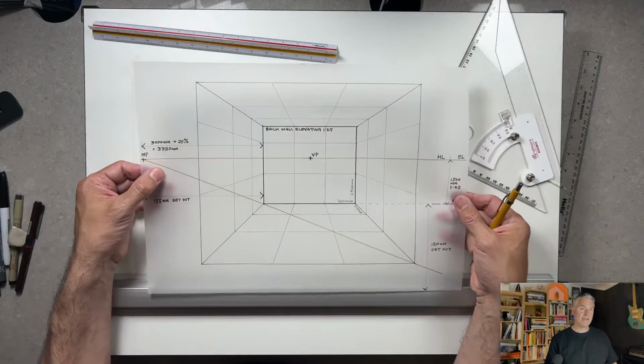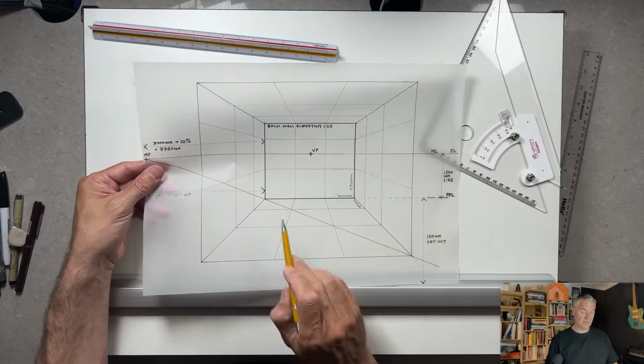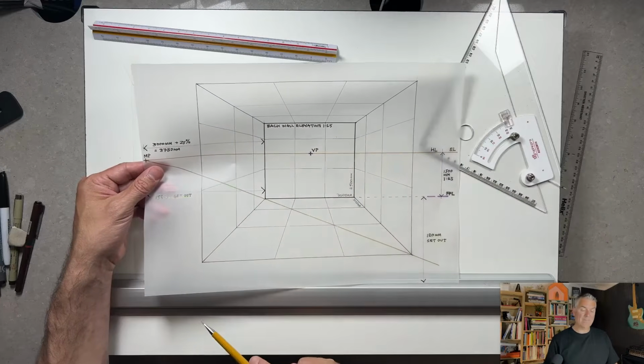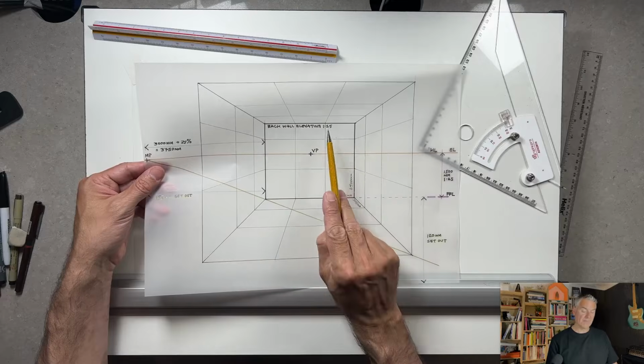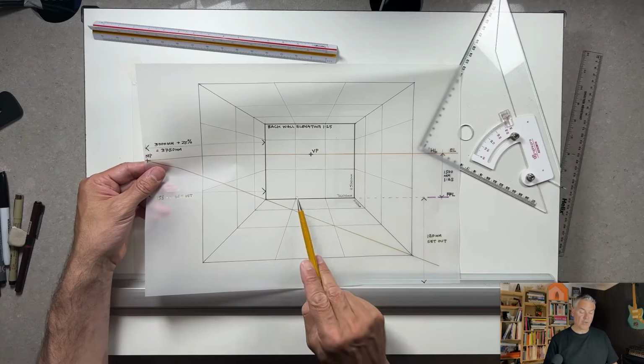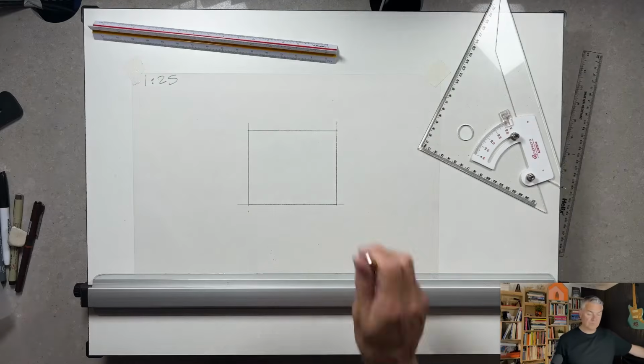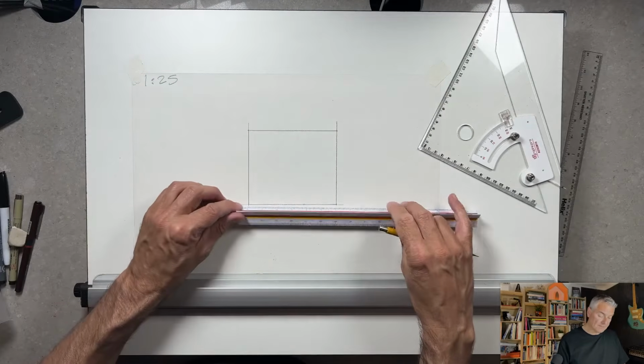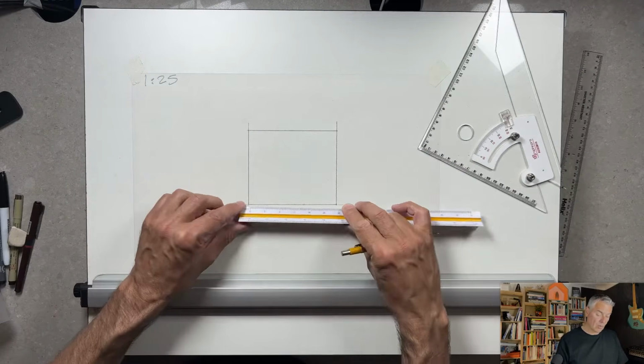So going back to the original drawing that I've already created, now we have created the back wall to our space at scale 1 to 25. What we can do now is put a grid on that back wall, a meter grid. So we go back to our scale 1 to 25.